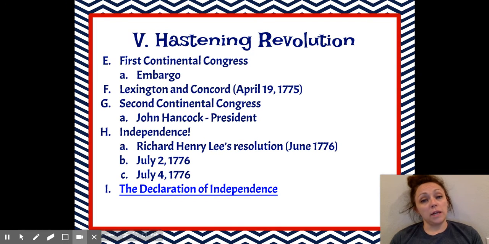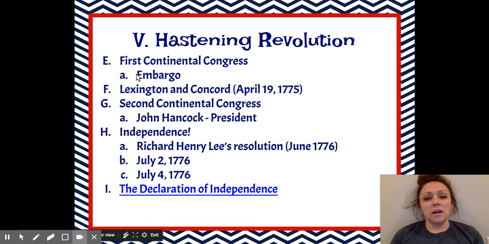Now, an embargo, in case you didn't know, is basically a prohibition of trade. So the United States and Great Britain were trade partners. So if we just decide all of a sudden we're not going to trade with Great Britain, then that's not only going to affect their economy, but it's also going to affect our economy.